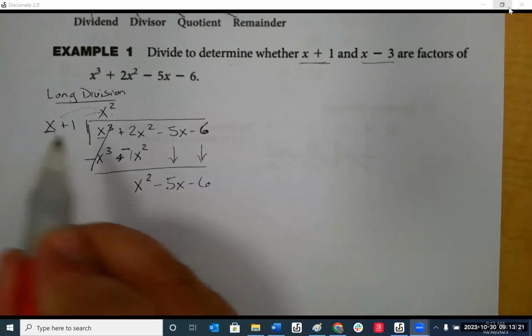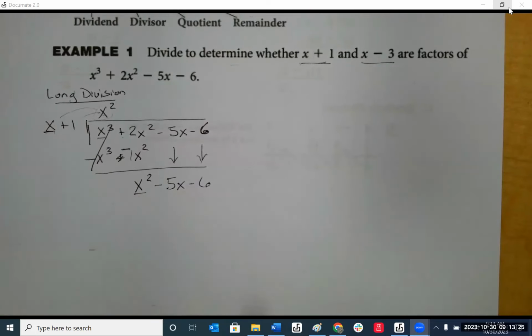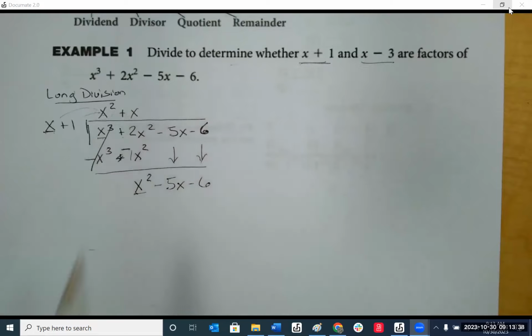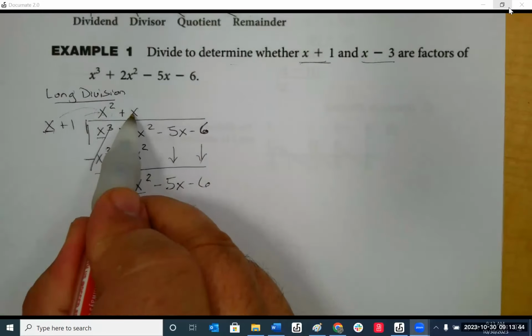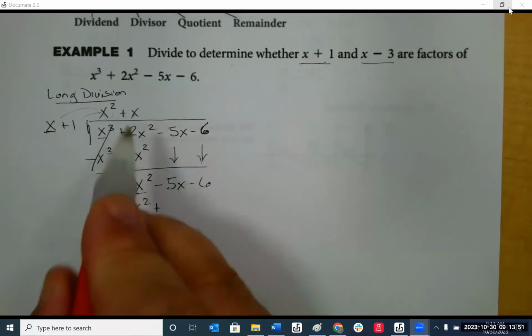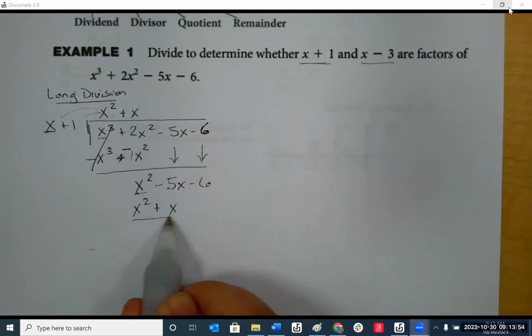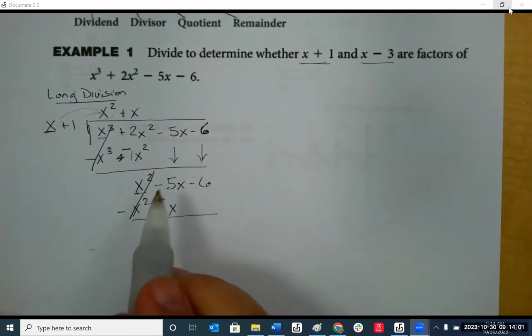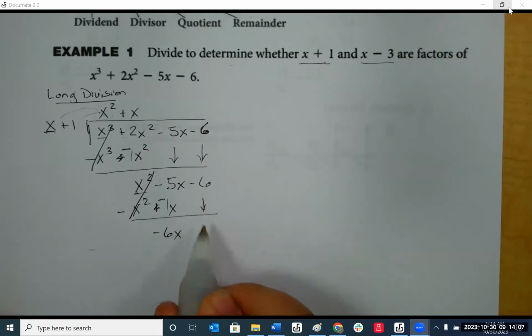Repeat the process. What times x gives me x squared? What kind of x? Positive or negative? Because x squared is positive, it's got to be a positive x. The signs are important. So positive x times positive x is positive x squared. X times 1 is x. Change the signs and add. Negative 5x minus 1x is negative 6x. Bring down the last number.